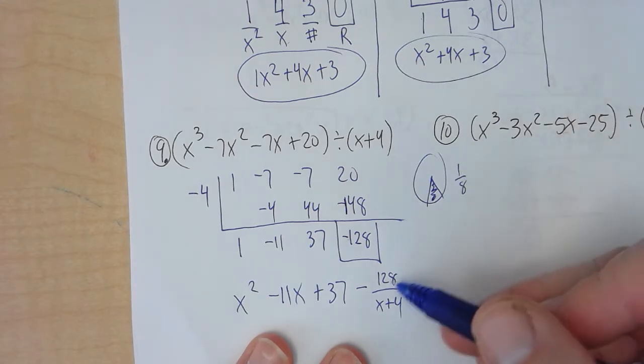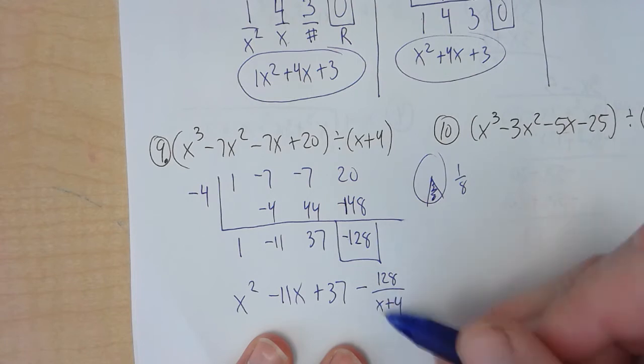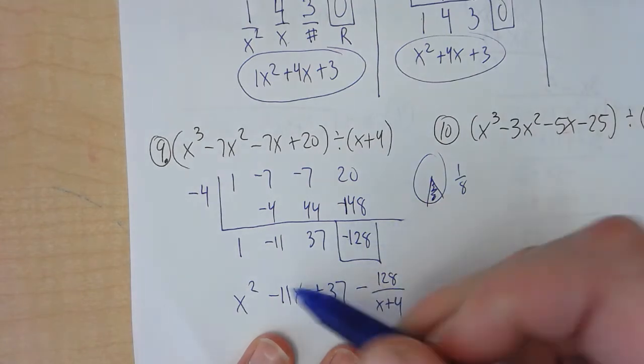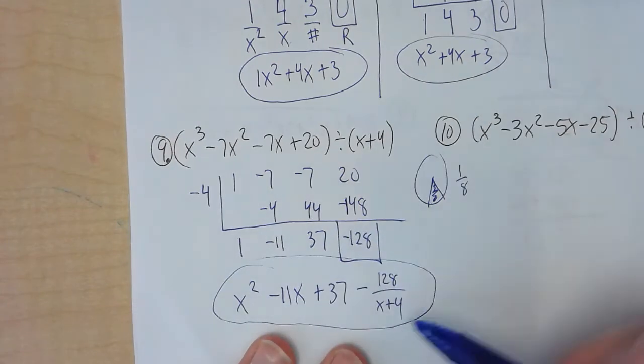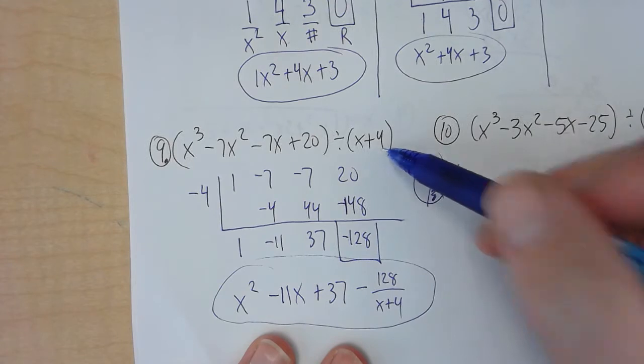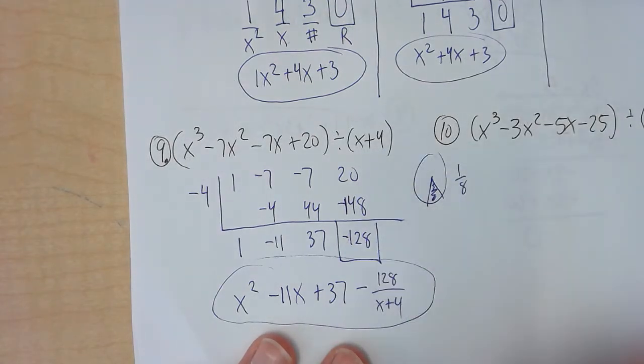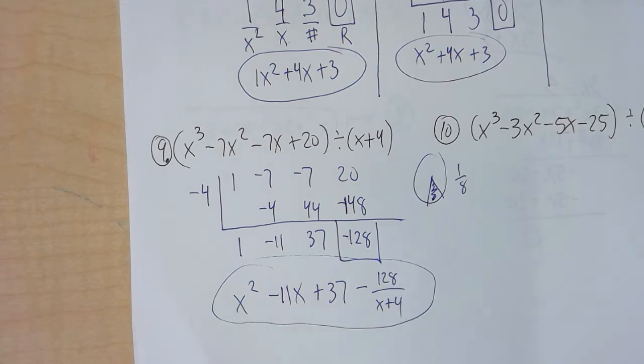I'm dividing this by x plus 4, and then that's the part that remains out of the x minus 4. So this would be the answer to this one. Whenever you have a remainder, you make it a fraction. Put the number over what you divided by, and it's either addition or subtraction based on whether that's positive or negative.